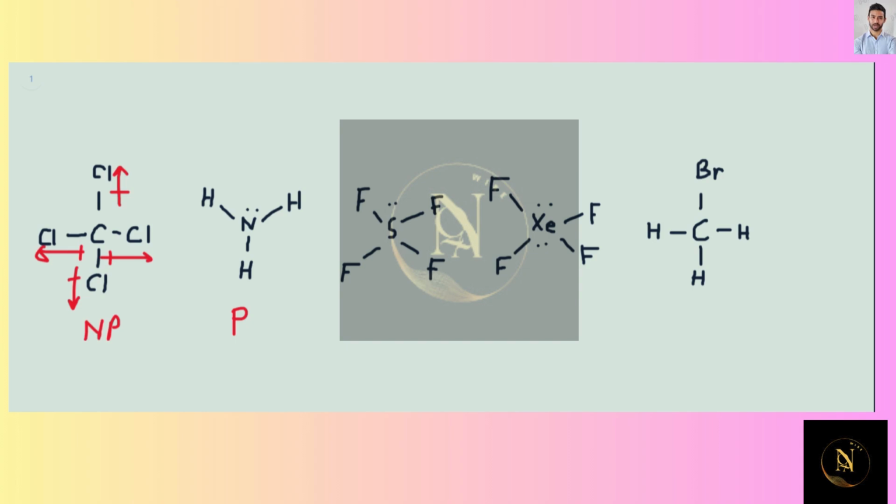Now, for SF4, we have 5 electron domains. So we have a trigonal bipyramidal electron domain geometry. So now we have 4 bonds and then 1 lone pair. So that's going to be a seesaw conformation. So with seesaw conformations, our dipole moments are not going to cancel out. So this one is going to be polar.